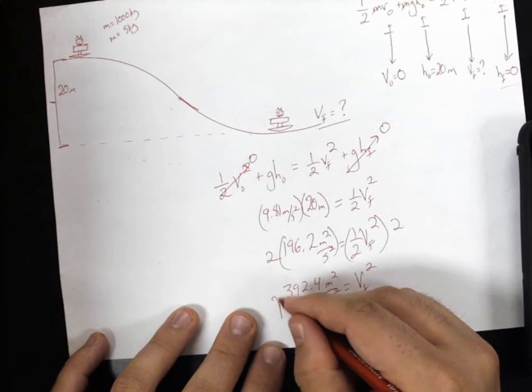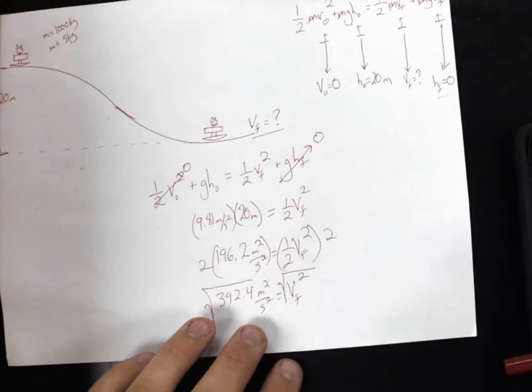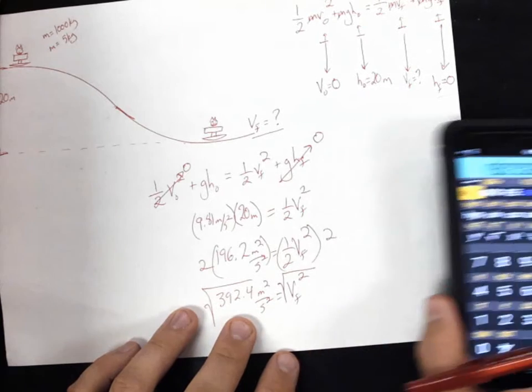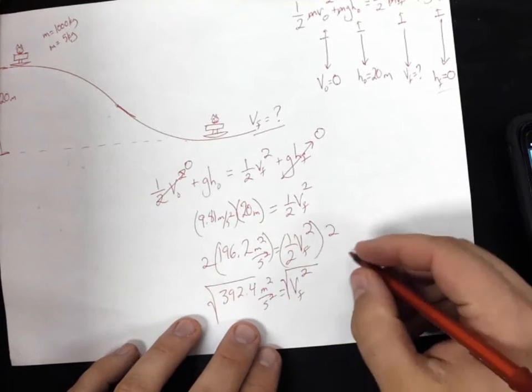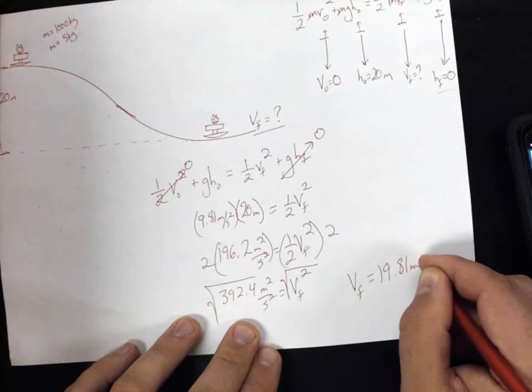We take the square root of both sides and we find that the answer is about 19.81 meters per second. Vf equals 19.81 meters per second.